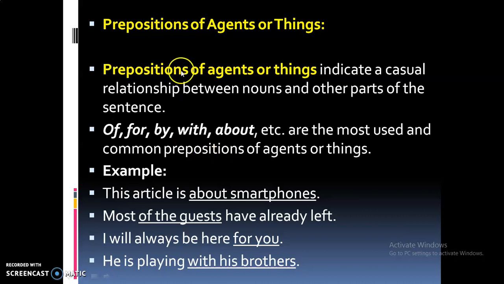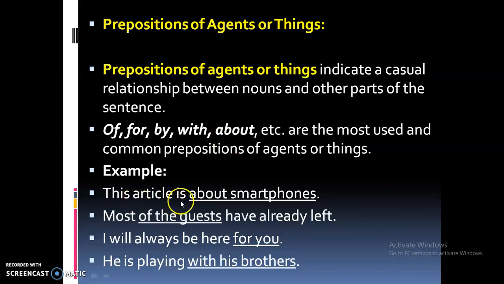The third preposition is prepositions of agents or things. Prepositions of agents or things indicate a casual relationship between nouns and other parts of the sentence. Prepositions of agents or things are of, for, by, with, about, etc. These are the most used and common prepositions of agents or things. Example, this article is about smartphones. So about is a preposition of agent or thing.